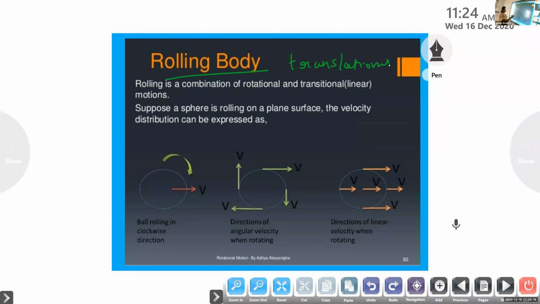First one, just imagine the ball is rolling only in clockwise direction. It is not moving forward. It is only rotating by itself.